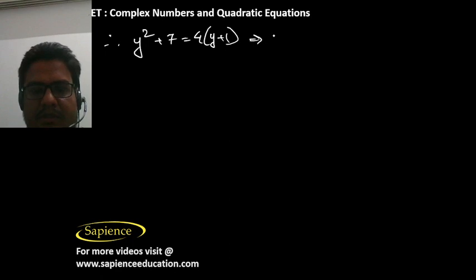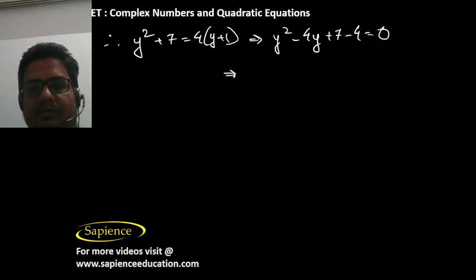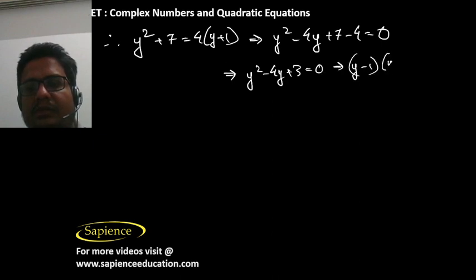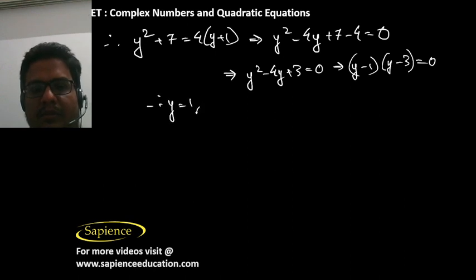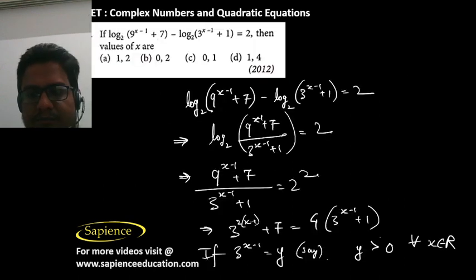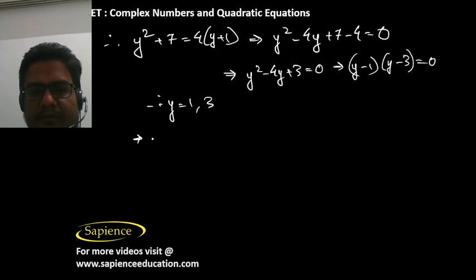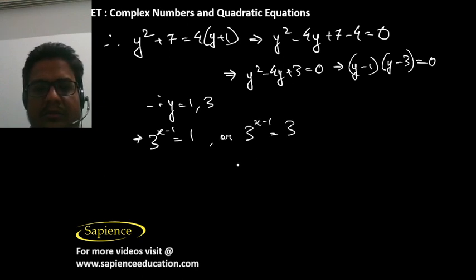So this can now be written as y square minus 4y plus 7 minus 4 equal to 0. So this will be y square minus 4y plus 3 equal to 0. So I can write it as (y minus 1) into (y minus 3) equal to 0. Therefore y will be equal to 1 or 3. So therefore 3 power x minus 1 is equal to 1, or 3 power x minus 1 is equal to 3.